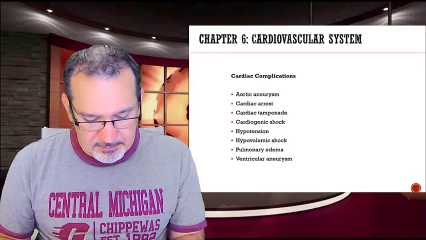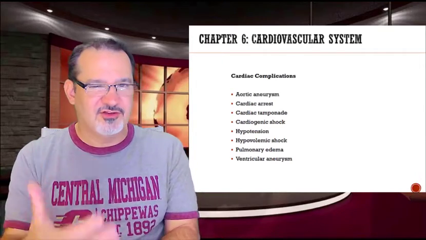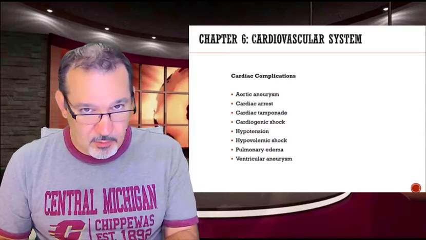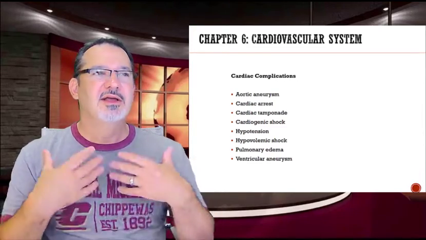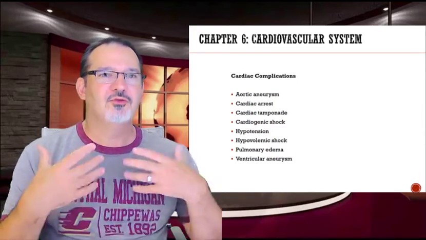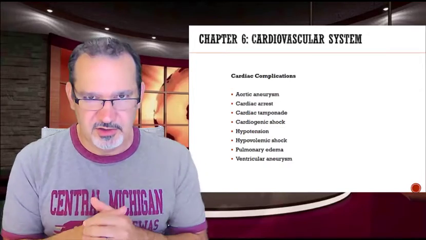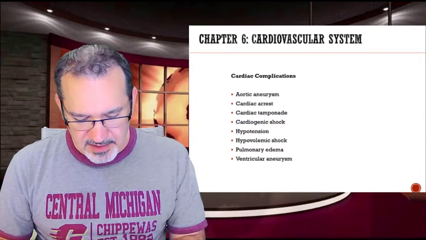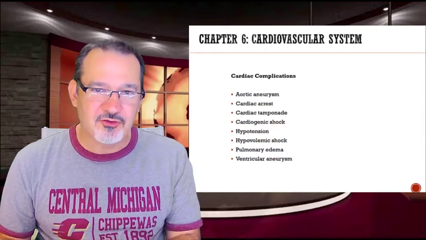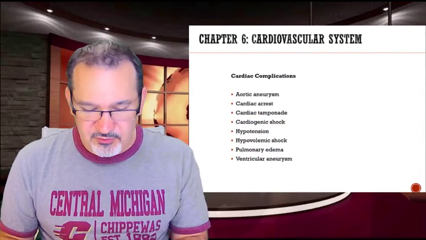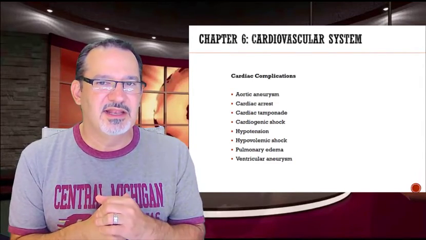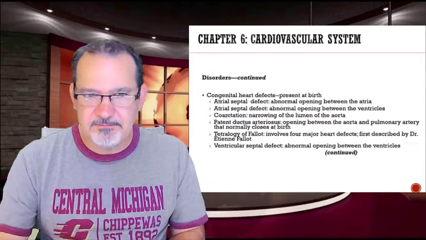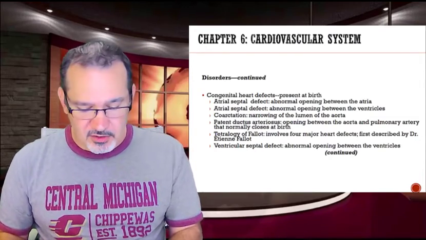Okay, pulmonary edema, an accumulation or excess of fluid in the lungs. Remember that edema is basically swelling because of fluid buildup. Okay, and then ventricular aneurysm is an outpouching of the ventricular wall. It's most commonly seen in the left ventricle. Okay. All right, congenital heart defects.